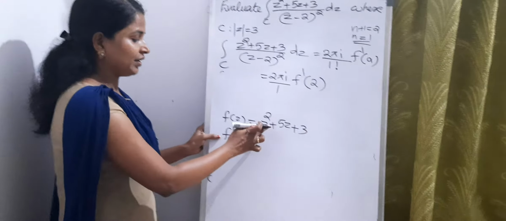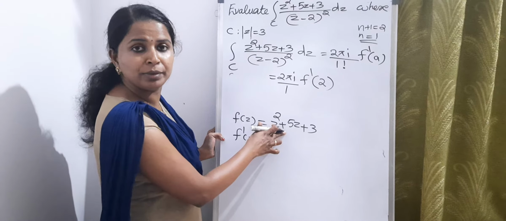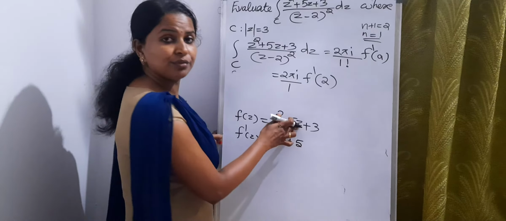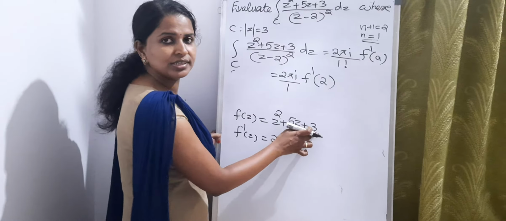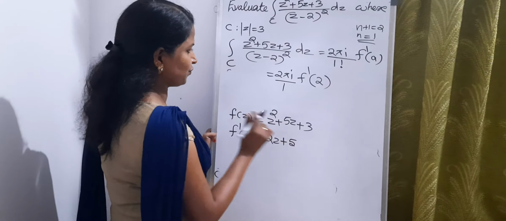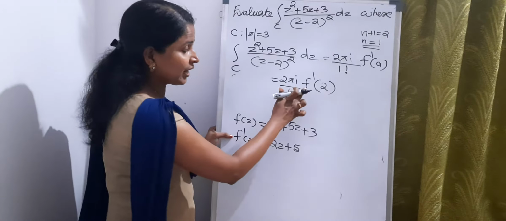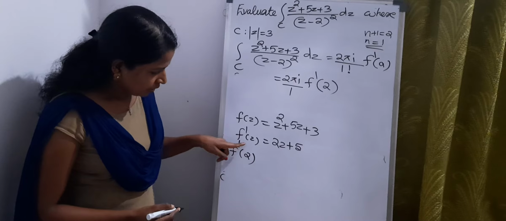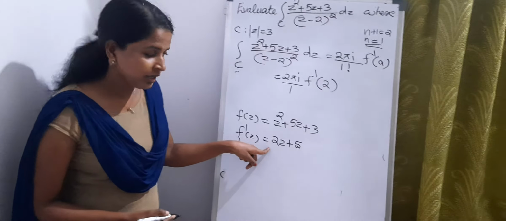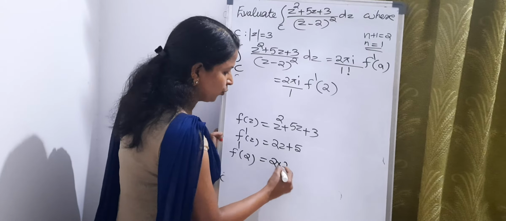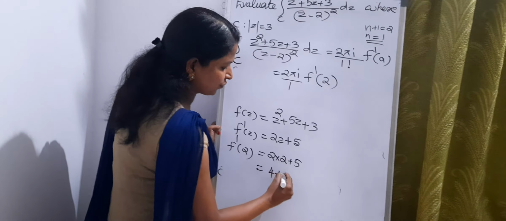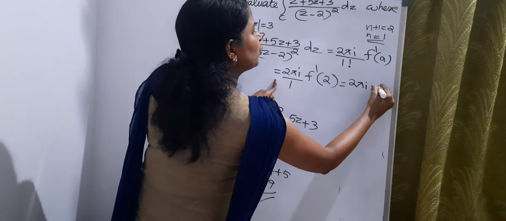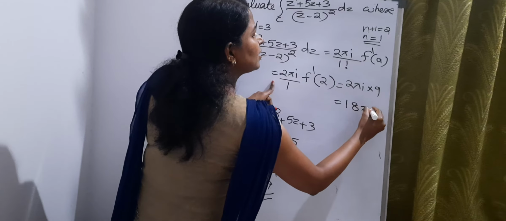Then f dash is the derivative of f of z. What is the derivative of z square? It is 2z, plus 5 into the derivative of z, which is 1, plus the derivative of the constant, which is 0. That is 2z plus 5. This is f dash of z. Here f dash of 2: put z equal to 2 in the RHS. That is 2 into 2 plus 5, that is 4 plus 5, which is 9. So the integral equals 2 pi i into 9, which is equal to 18 pi i.